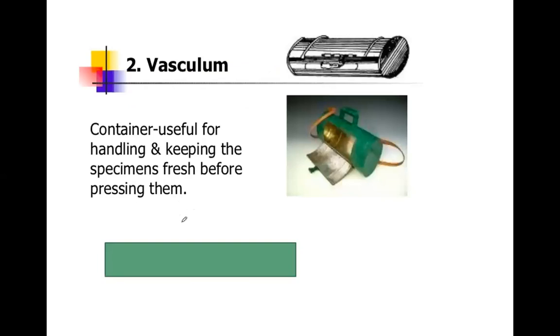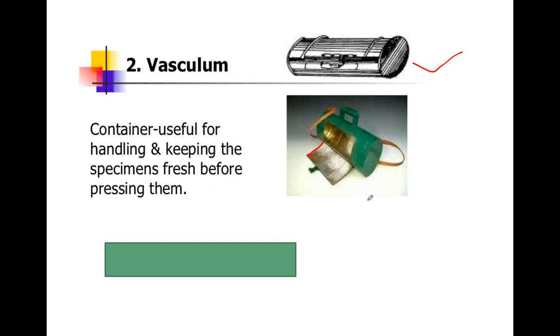This is the vasculum. It is a container made up of tin or aluminum sheet and contains a hinged light lid. Plants which are not pressed in the field are placed in the vasculum to preserve their freshness for some time. Okay, this is the vasculum. This is open. This is the closing and opening lid.